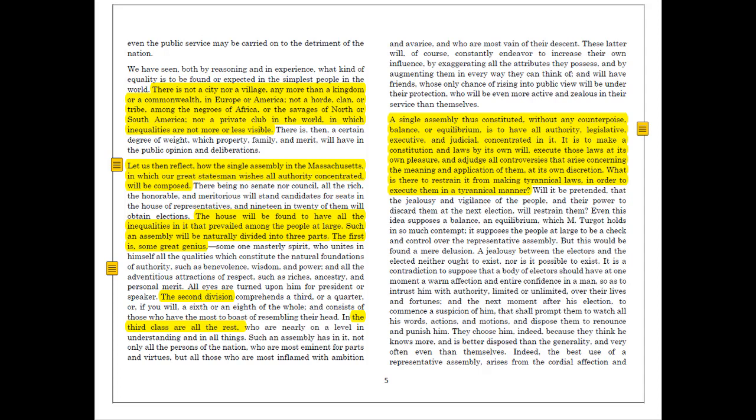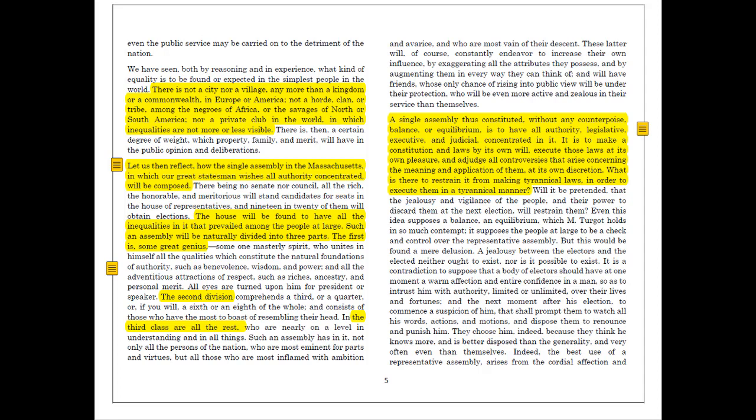He says in the middle of the left-hand column of 5, let us then reflect how the single assembly in the Massachusetts, in which our great statesman wishes all authority concentrated, that is, M. Turgot is our great statesman, he's being a little satirical, that our great statesman wishes all authority concentrated, will be composed. Next highlighted passage, the House will be found to have all the inequalities in it that prevailed among the people at large.